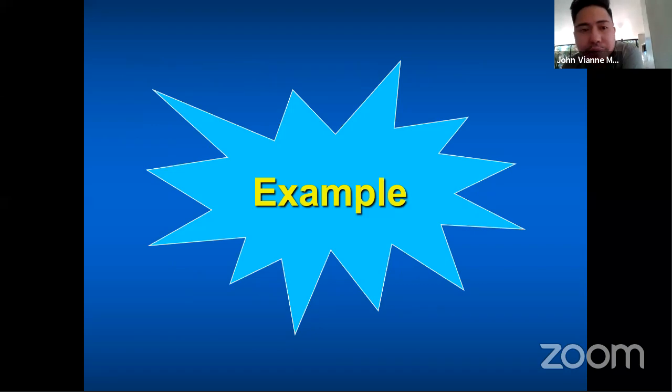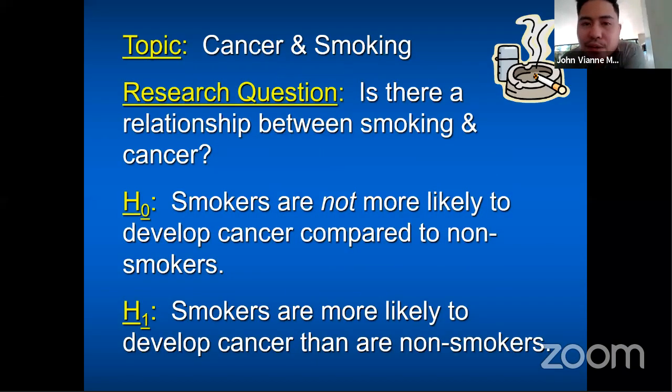So an example. So here's the topic. You have cancer and smoking. So a research question: is there a significant relationship between smoking and cancer? So your null hypothesis could be smokers are not more likely to develop cancer compared to non-smokers. And then the H1, or the alternative hypothesis, is that smokers are more likely to develop cancer than non-smokers.